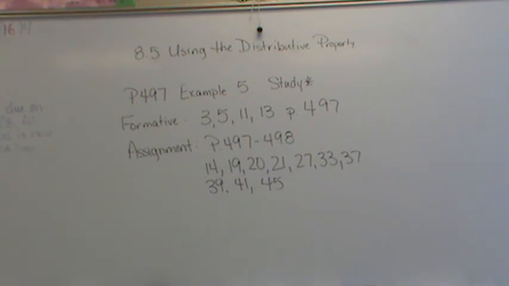It's assignment time, students. The first part of your assignment will be a formative assessment of 4 problems from page 497. Those 4 problems are problems 3, 5, 11, and 13. We will go over the formative assessment problems in class. If you have questions, we'll take a look at those. You can go ahead and start your assignment from pages 497 and 498: problems 14, 19, 20, 21, 27, 33, 37, 39, 41, and 45.